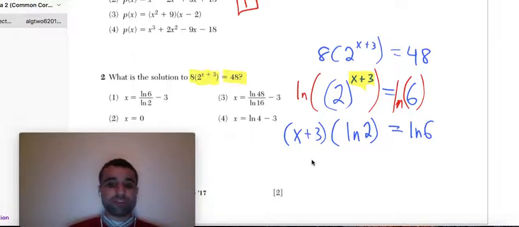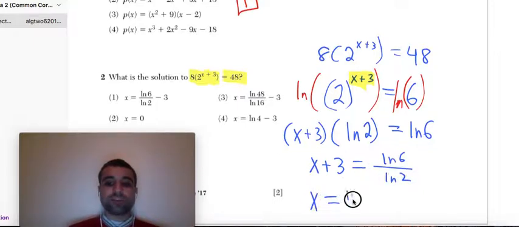Now if I divide both sides by natural log 2, I get x plus 3 equals natural log 6 over natural log 2. Then I subtract 3 on both sides to get x equals natural log 6 over natural log 2 minus 3, which is choice 1.